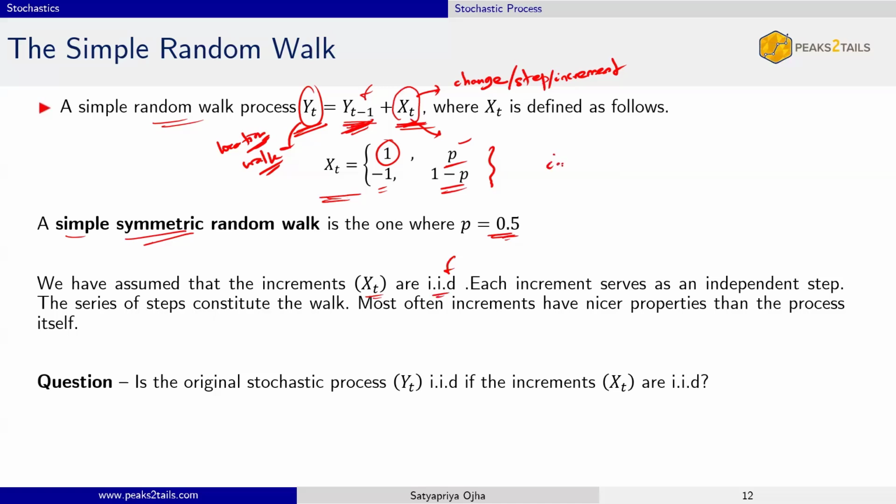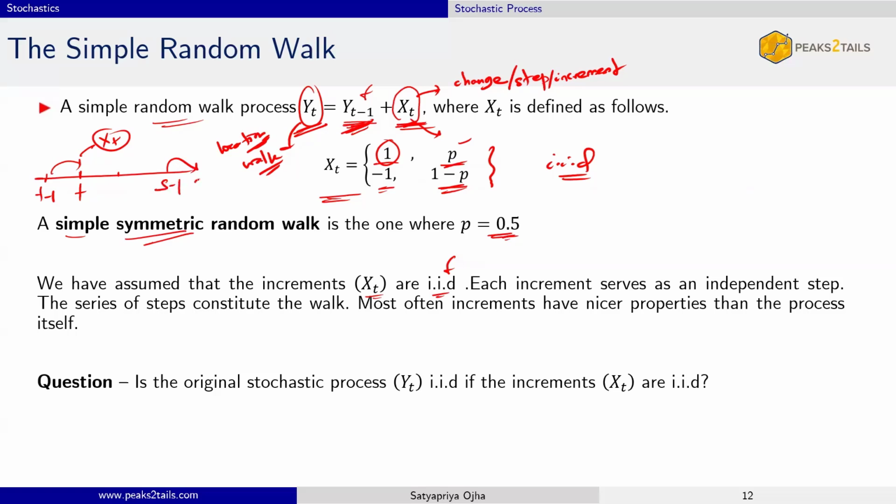Can you tell me why this is IID? I'm saying X_t is IID. X_t is the increment, or the change, right? That's independent and identical. First of all, let's understand why this is identical. At any point in time, suppose this is t minus 1, whatever value X_t takes here is either plus 1 or minus 1 with these probabilities.